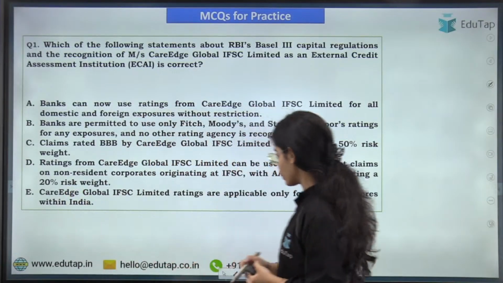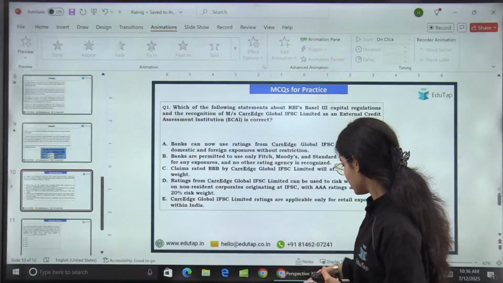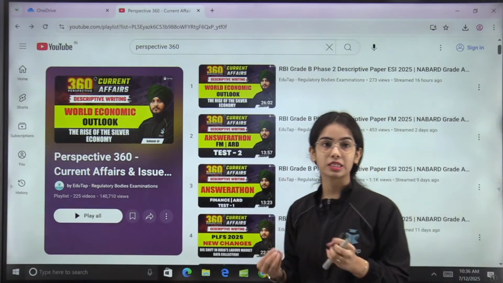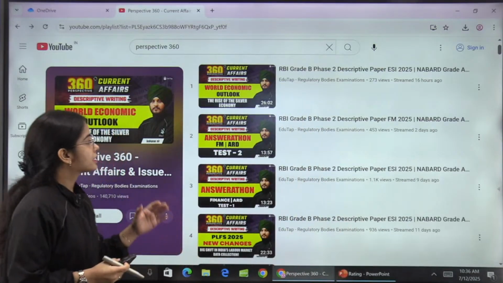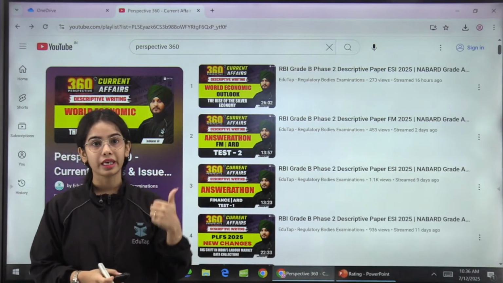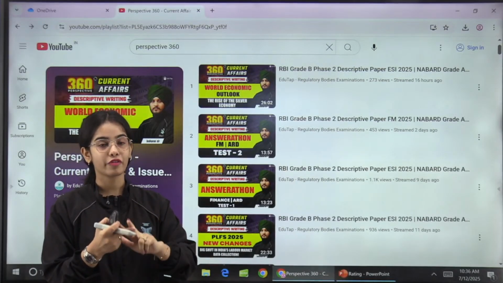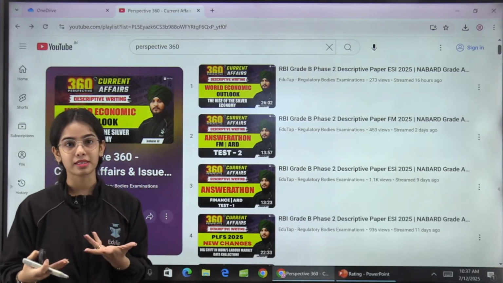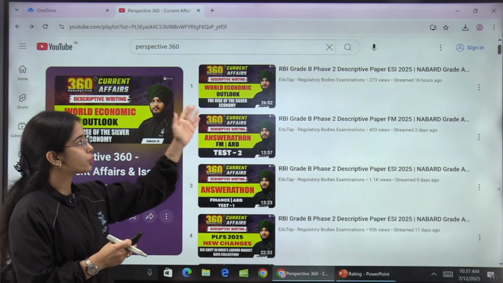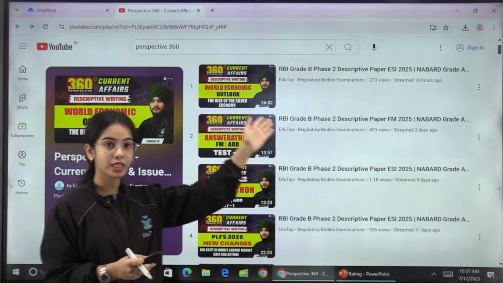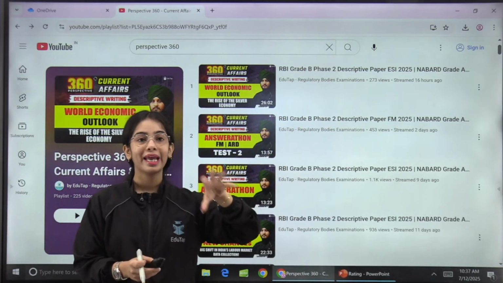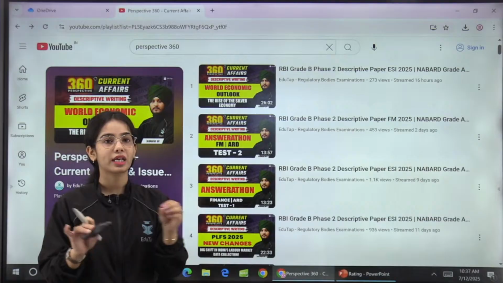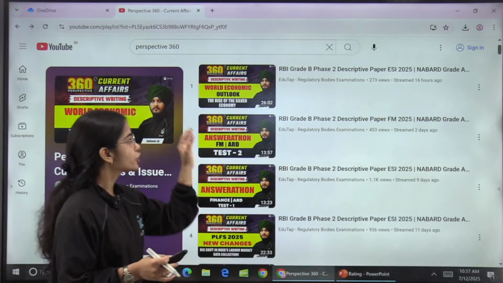Now, this is the first question. Before seeing this question, let me show you that there is the Perspective 360-degree series that is going on. So you can see that this series is taken on Monday, Wednesday and Friday at 5 p.m. and this is for your descriptive answer writing. Here you can practice the answer writing as well as the hot topics, the new topics, the current topics are taken, on which the question is shown to you, what kind of question can come, and then the answer is discussed with you, what you can write in the answers, what are the important points that should be there in the answers.